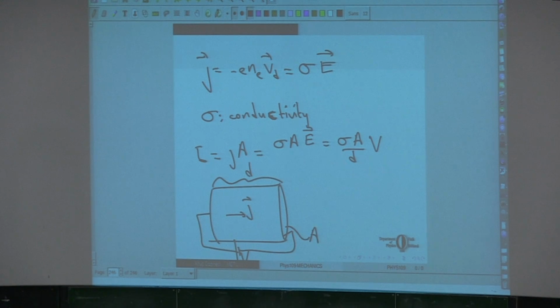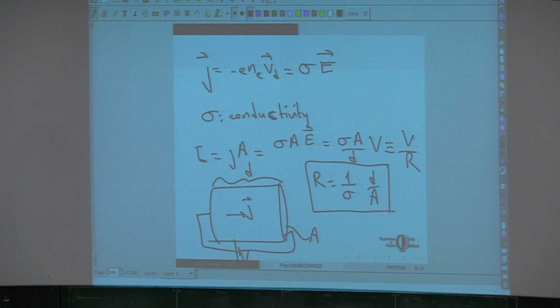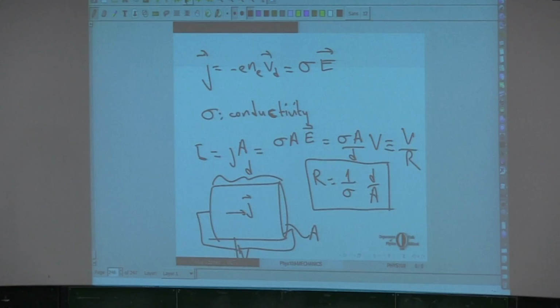And this relation I can also write as, remember this was defined as V over R, so R is nothing but 1 over sigma D over A. And again, this 1 over sigma also appears quite often, so that it is also given a name. We define 1 over sigma as rho. This is called the resistivity.